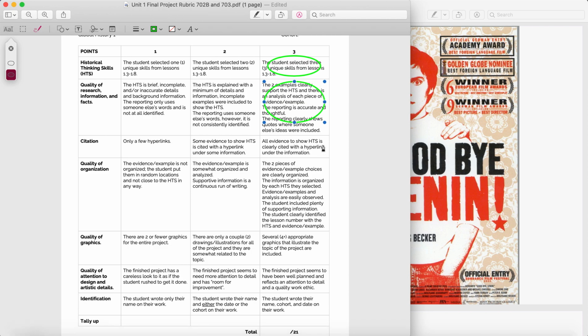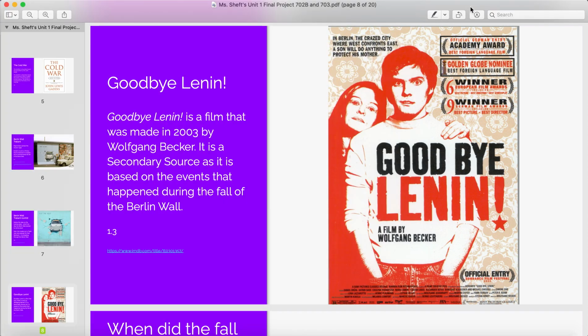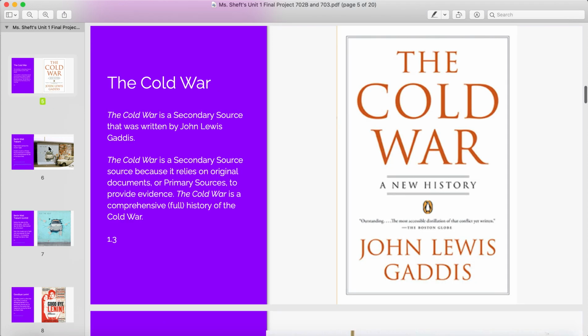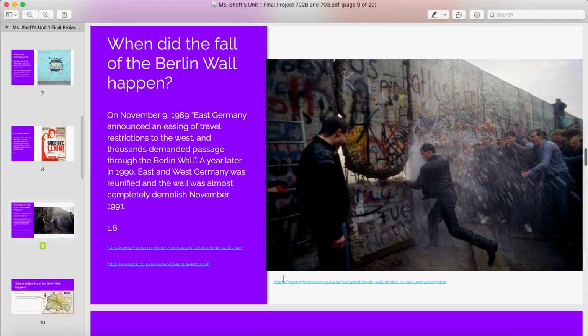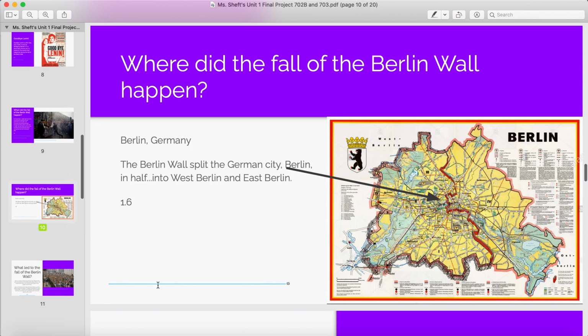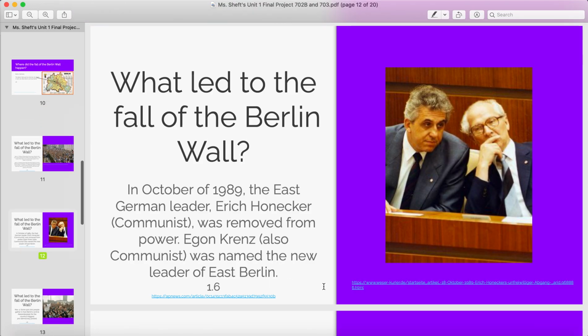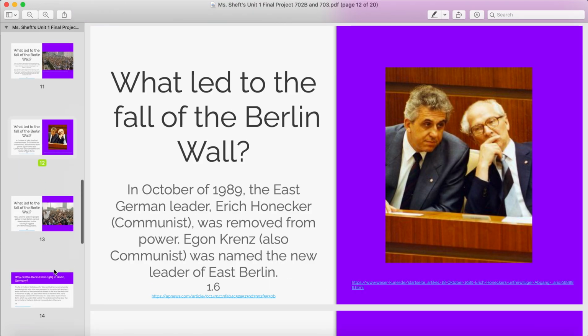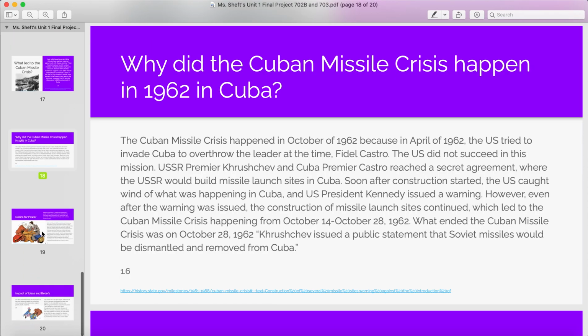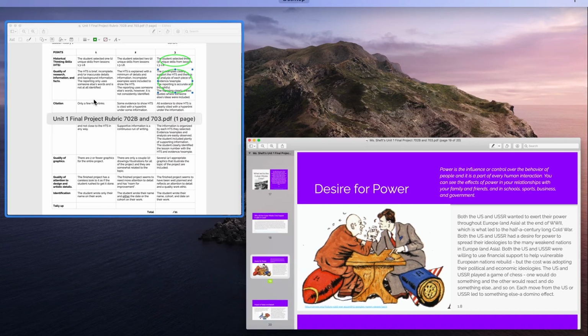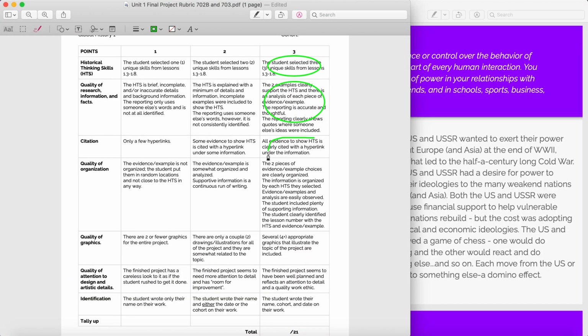All evidence to show historical thinking skills clearly cited with a hyperlink. So you'll see throughout all of my slides that I have hyperlinks. If there's only one hyperlink, it's because I got all of my information from one place. The cool thing about saving something as a PDF is that you can still easily access the hyperlinks. So you can look through this more closely, but there is clearly a hyperlink for every little piece that I use that's not my own original ideas.